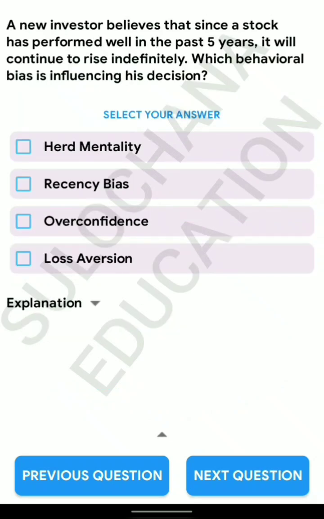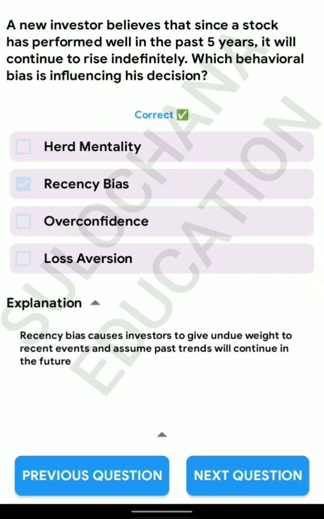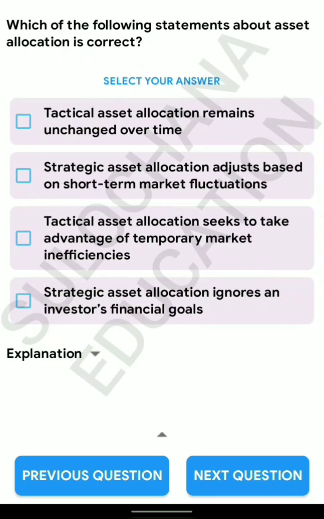A new investor believes that since a stock has performed well in the past 5 years, it will continue to rise indefinitely. Which behavioral bias is influencing his decision? Correct answer is option C, recency bias. Recency bias causes investors to give undue weight to recent events and assume past trends will continue.